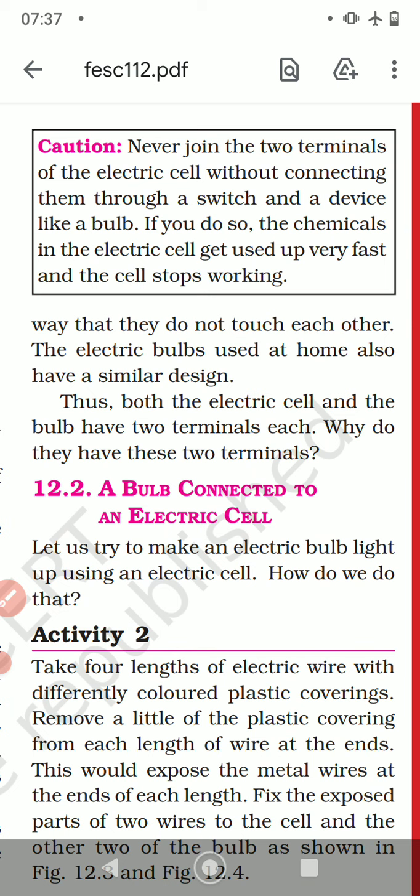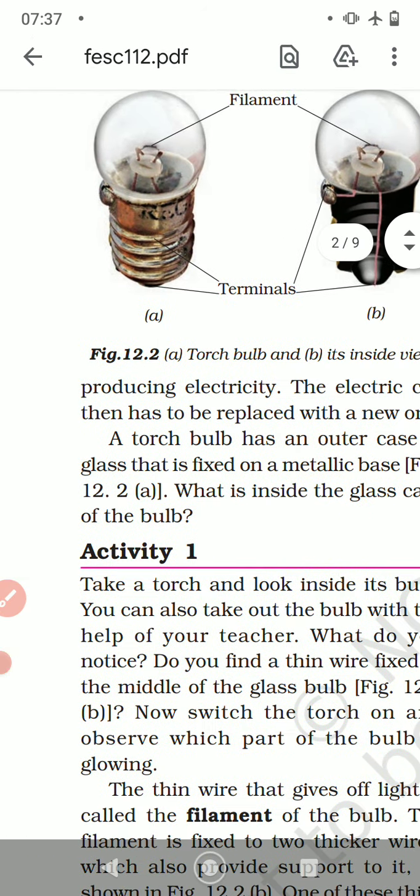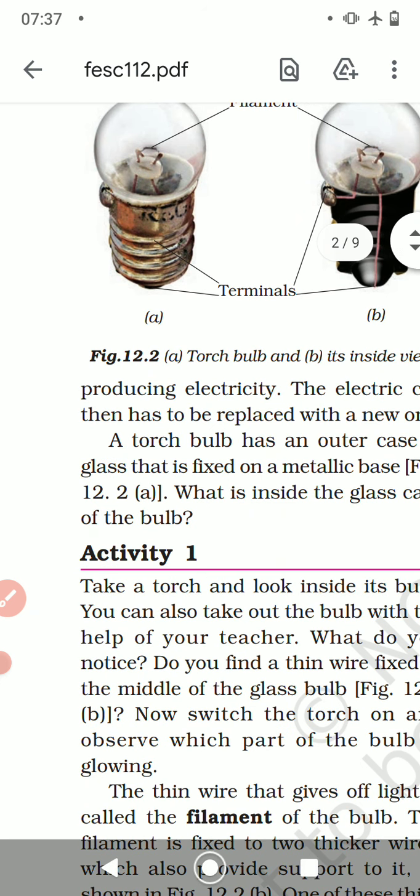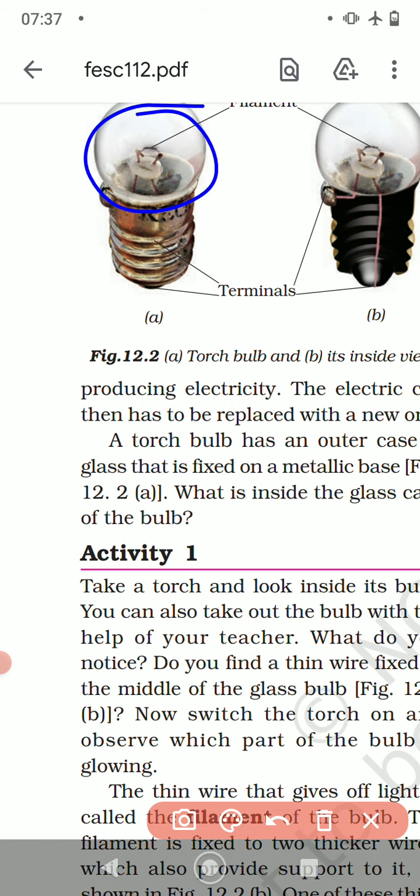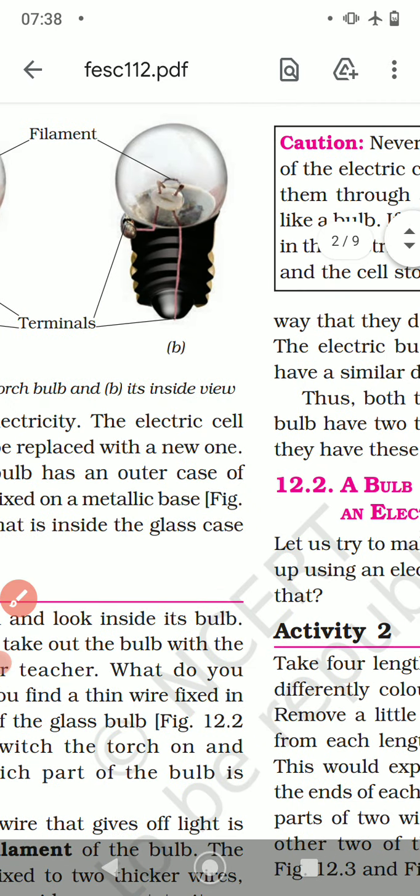Thus, both the electric cell and the bulb have two terminals each. Why do they have these two terminals? You can see, children, there are two terminals. I told you this is the base of the bulb. So it is at one end of the bulb, and another is at the tip of the metal cap. Yeah, so they are the two terminals. They are away from each other. So why do we have two terminals? Why anything has two terminals? Why not just one terminal?